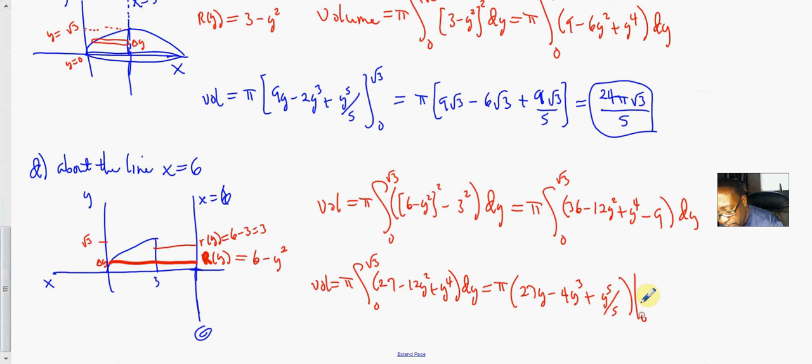And we evaluate this from 0 to the square root of 3.